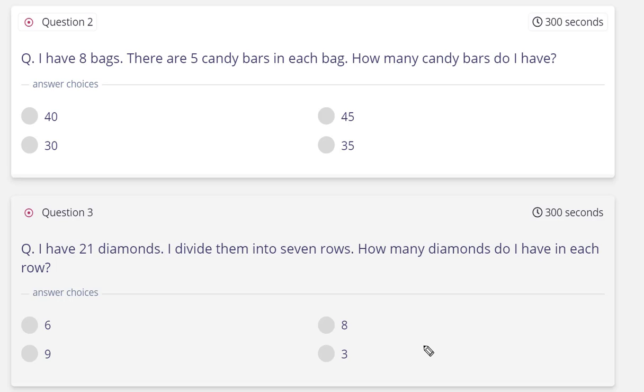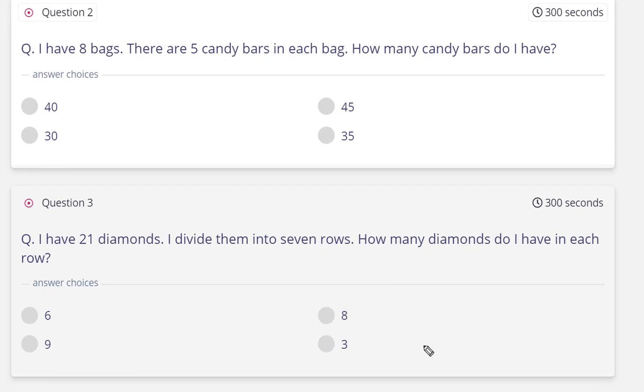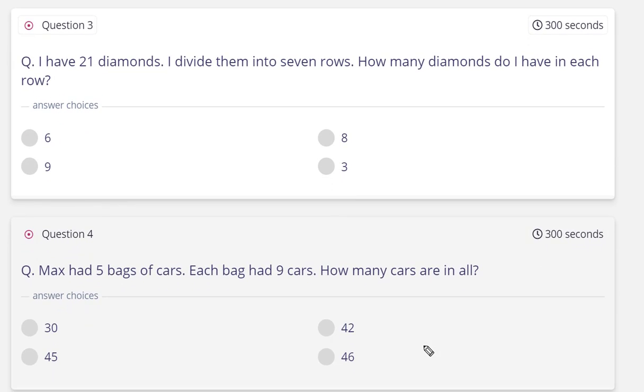Ibrahim Al-Haboub? Yes, I'm here. I have 8 bags. There are five candy bars in each bag. How many candy bars do I have? Yes, what should we do? Of course, we are repeating multiply. Yes, we are repeating the 5. 5 will repeat 8 times. So 5 times 8 equals 40. Excellent. Thank you, my hero. So it's 40, and let's move to the next question. You're welcome.